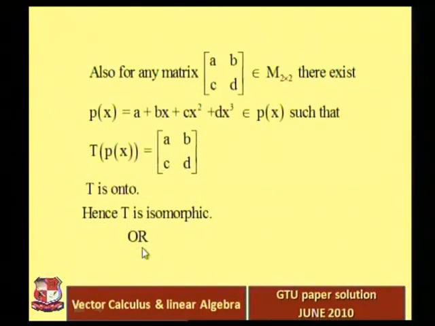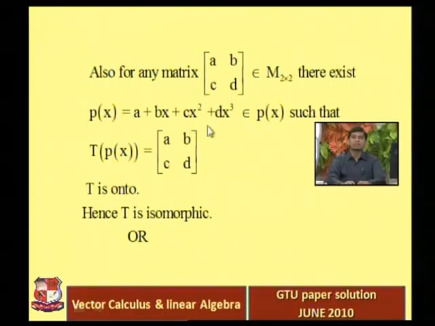Now to prove ontoness, what we have to do? For any matrix A B C D belonging to the set of 2 cross 2 matrices, there exists p(x) equal to A plus Bx plus Cx square plus Dx cube belonging to P3(x), the set of polynomials of third degree, such that T of p(x) is equal to A B C D, right?